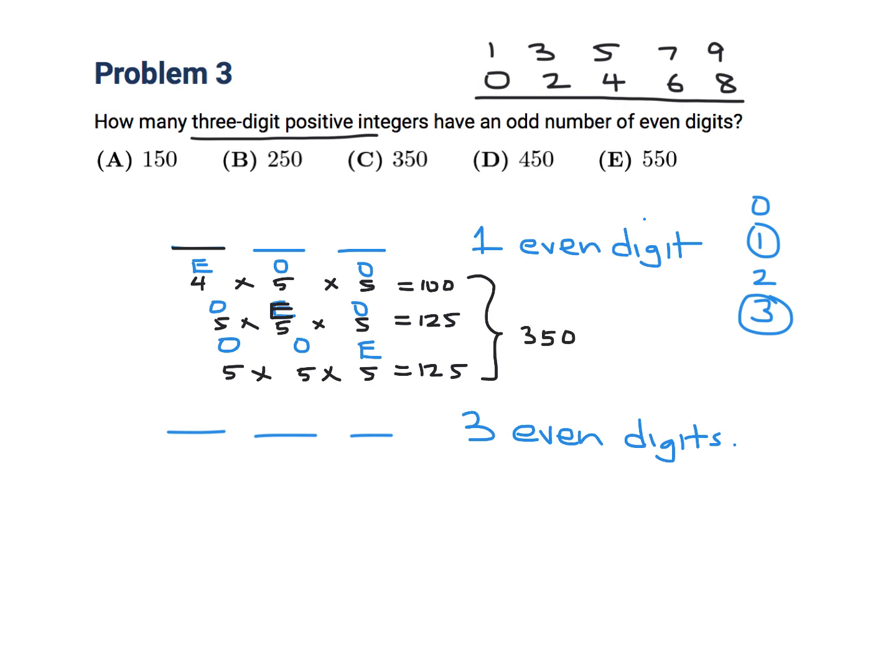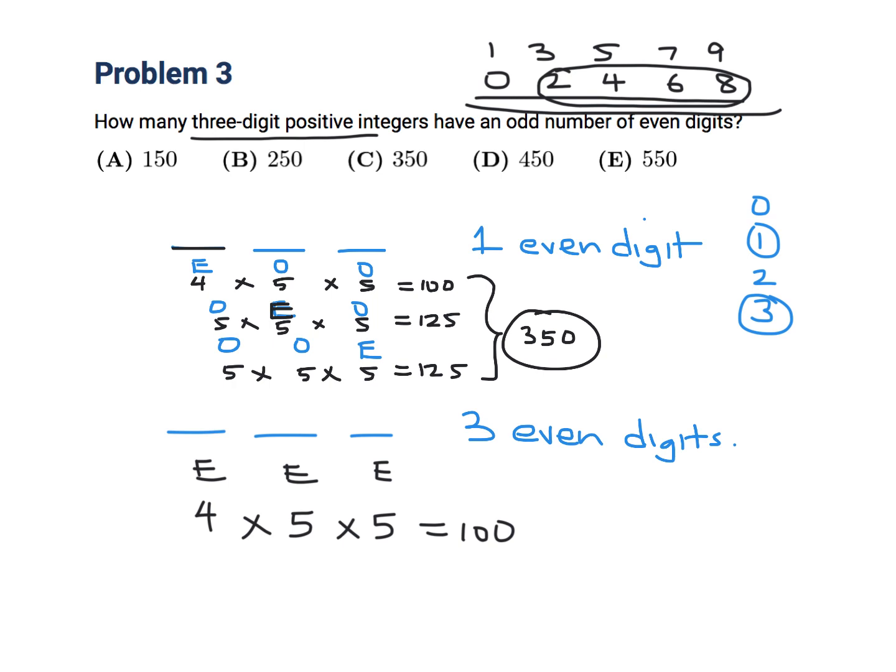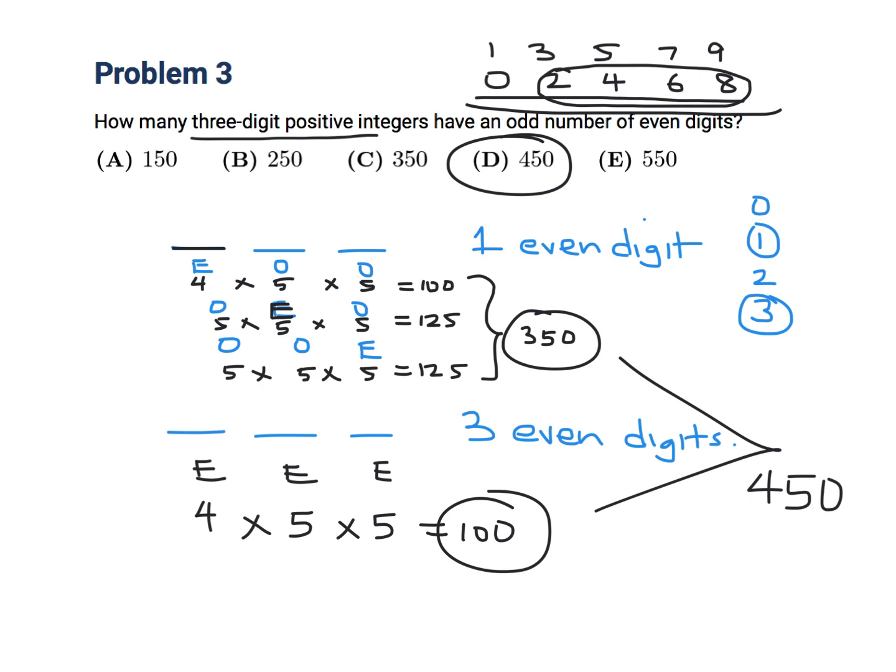Okay, 3 even digits means that all of them are even. So these are all even. So the first one can only be these because remember we can't have 0 as the first digit. So I have 4 choices. But this one can have 5 choices. All of these are okay. And this one can have 5. So 4 times 5 times 5, that's 100. So our total is this 350 plus that 100, which would be a grand total of 450. And that's choice D.